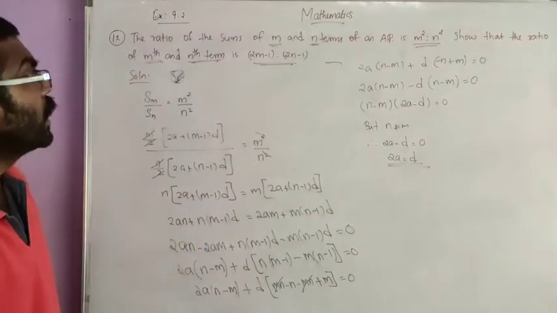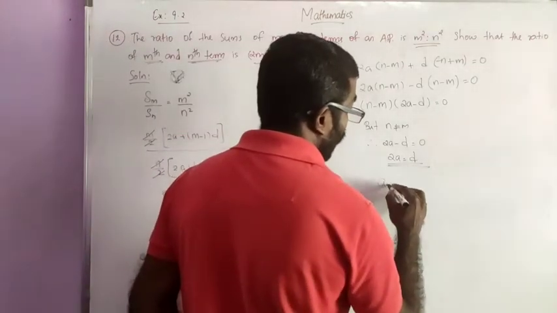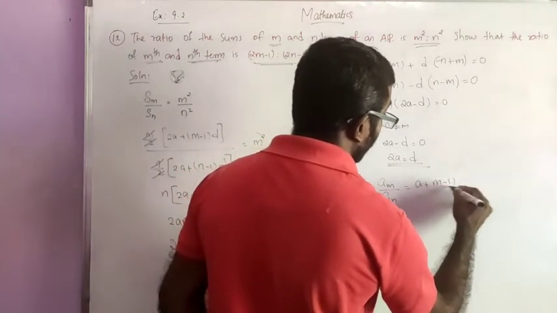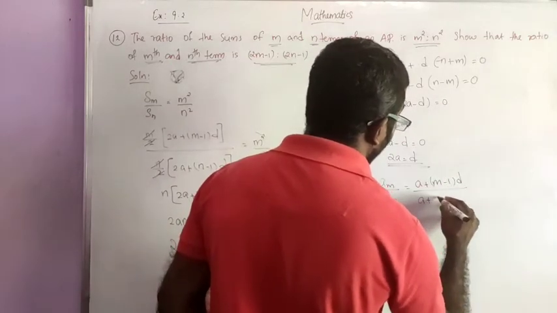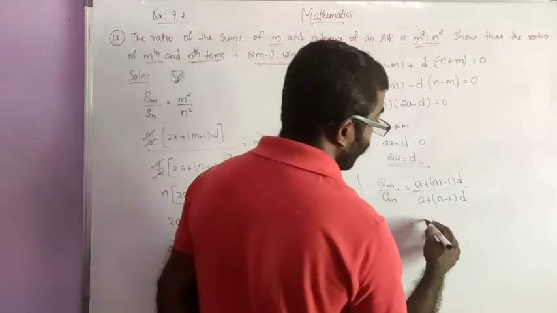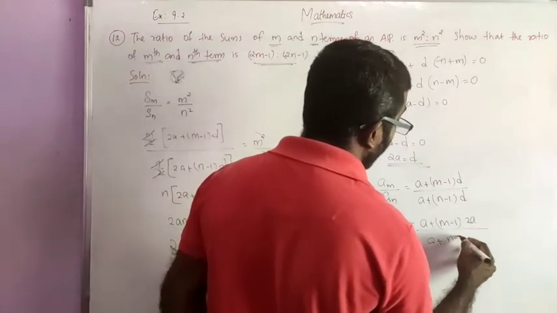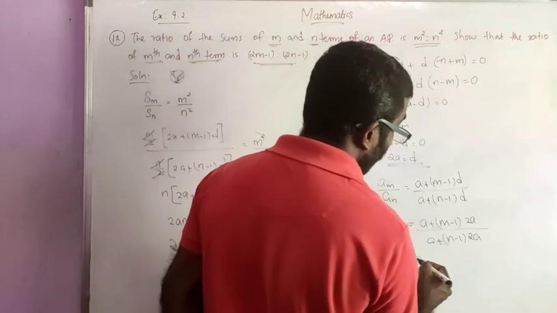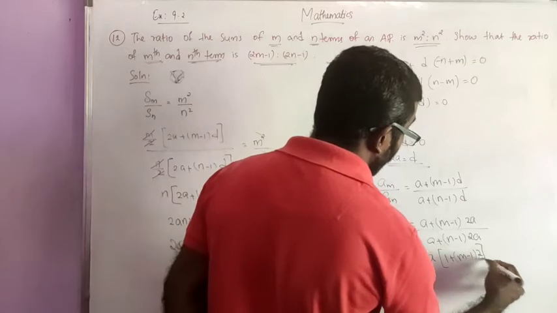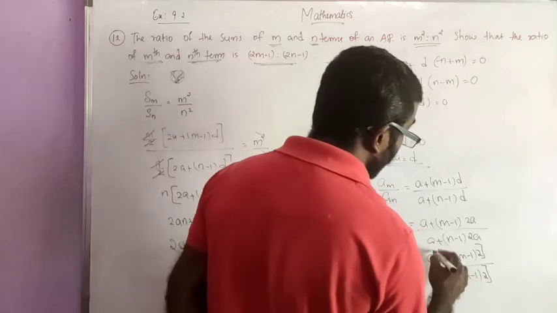Okay. Now we can take the ratio of mth and nth terms. am by an, which is equal to a plus m minus 1 into d divided by a plus n minus 1 into d. We can replace the value for d. d is 2a. So a plus m minus 1 into 2a divided by a plus n minus 1 into 2a. A we can take common. So a into 1 plus m minus 1 into 2, here a into 1 plus n minus 1 into 2. A we can cancel.